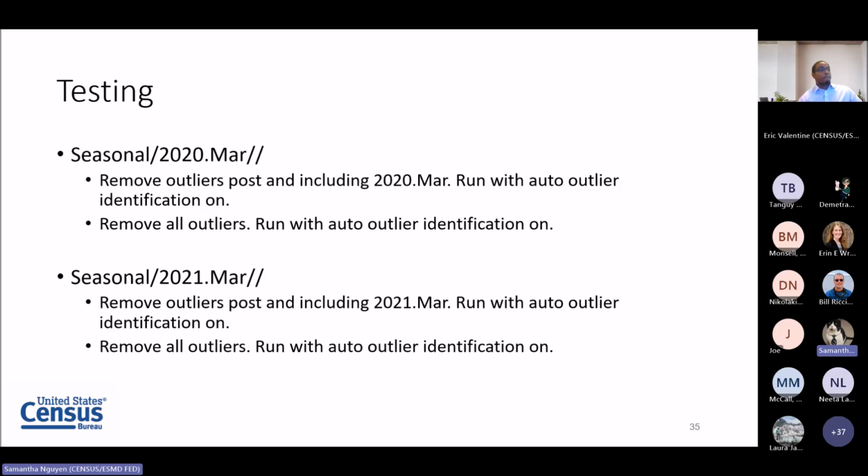For our second test, we removed all outliers and ran the models with auto outlier identification on. We also recorded the p-value of the change regime and any auto outliers detected.